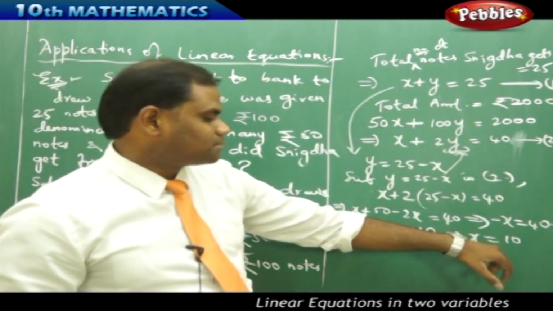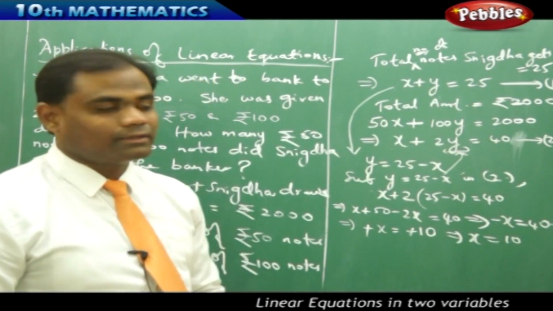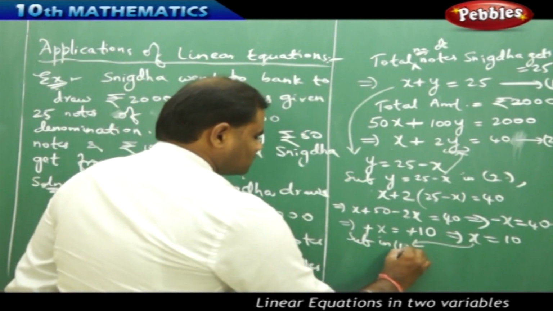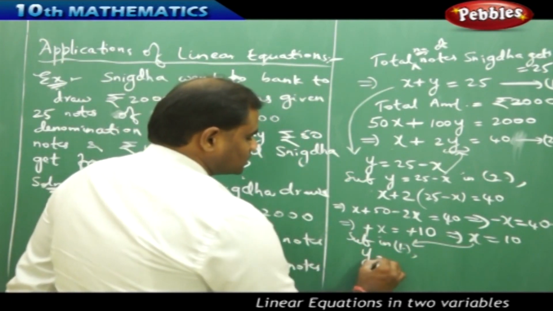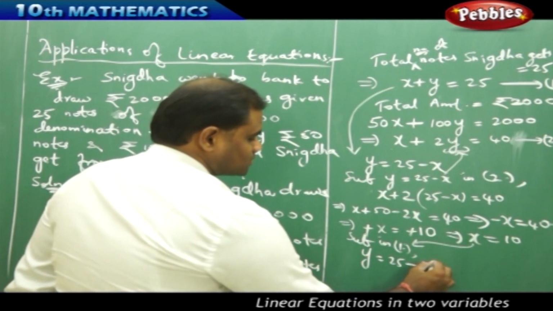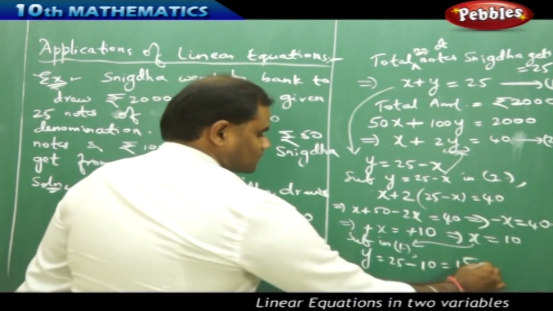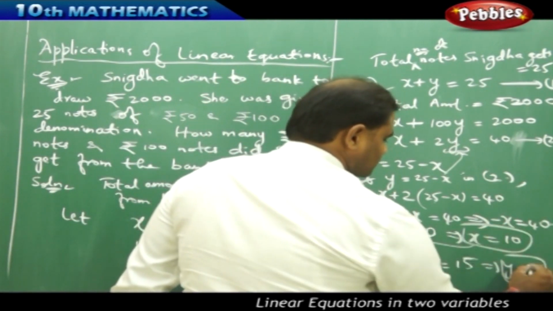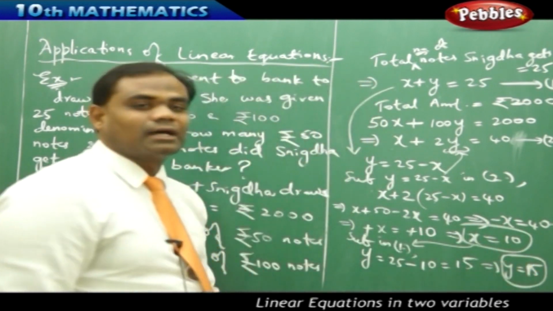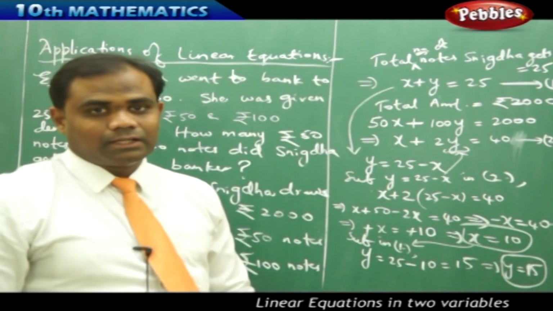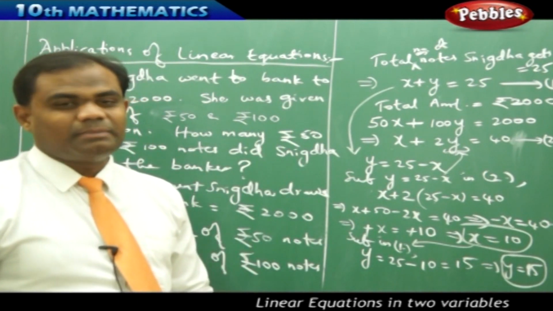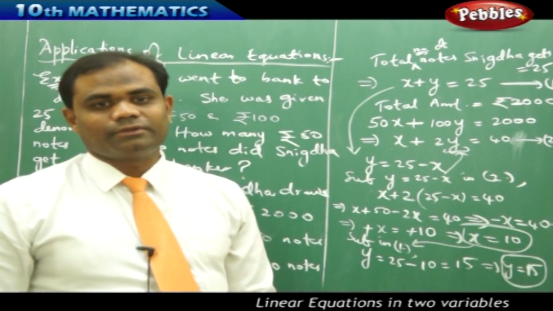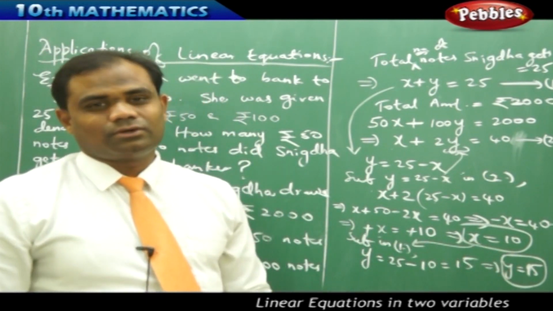Which in turn gives me the value of y, because when I substitute x equal to 10, I get the value of y. Substituting in equation 1, y equals 25 minus x, which is 25 minus 10, which is 15. So I got the two values, x and y, which give us the answer. Therefore, when Snigdha has drawn 2000 rupees, the banker has given her 10 50 rupee notes and 15 100 rupee notes, so that when you add up, you get 2000 on the whole.